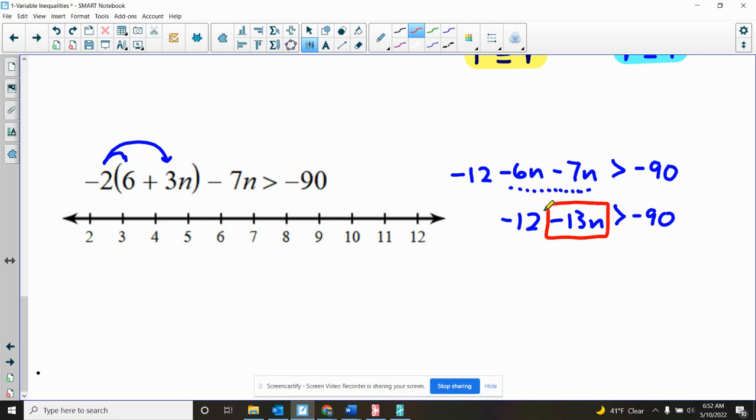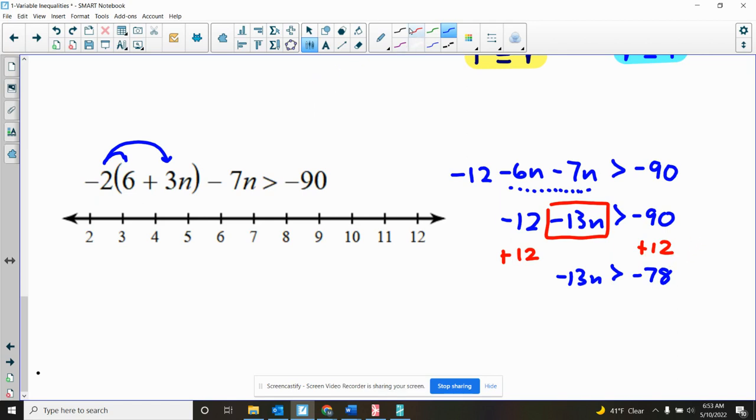I want to get n by itself. That means that this 12 needs to go away. That's then going to give me a negative 13n greater than, and negative 90 plus 12 is going to be negative 78. I'm just doing a quick double check on my calculator because even I make errors if I try and do too much in my head.